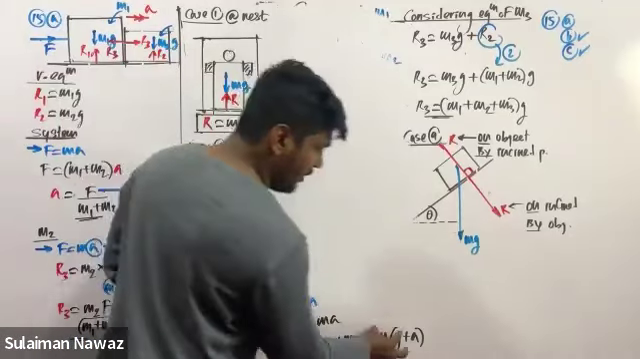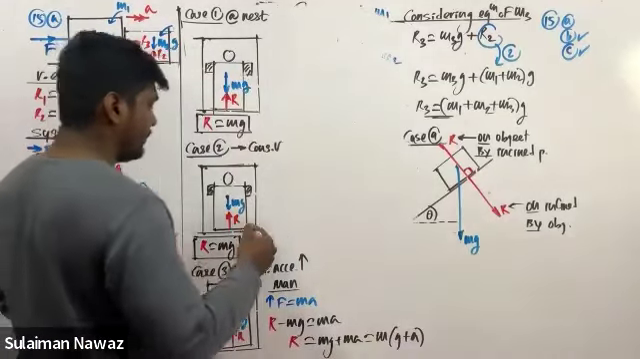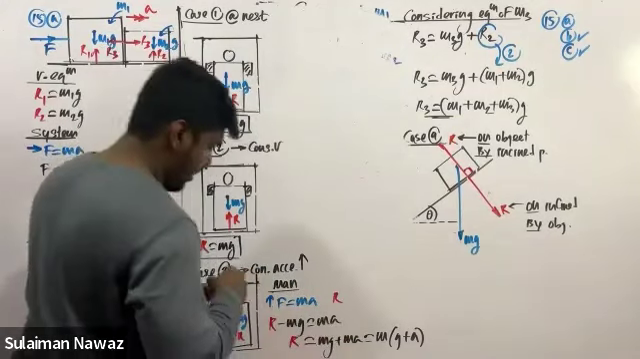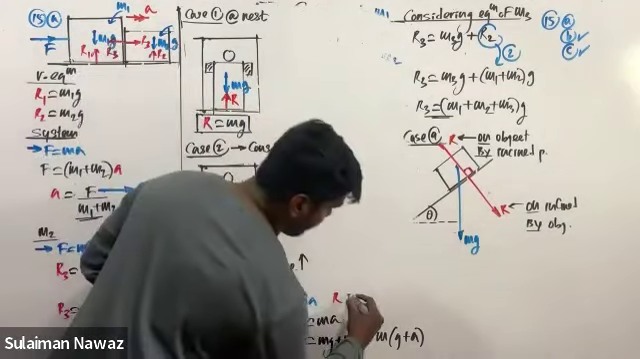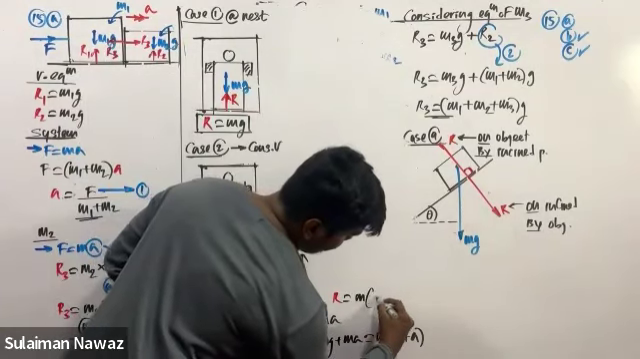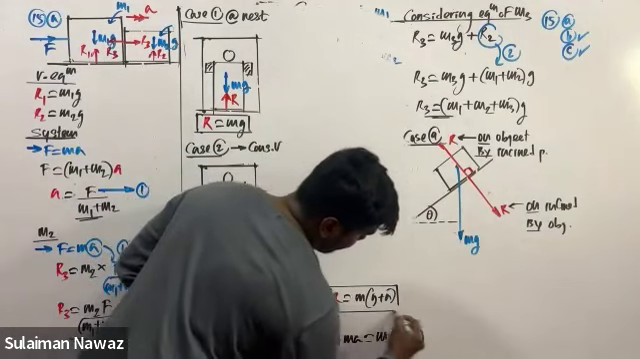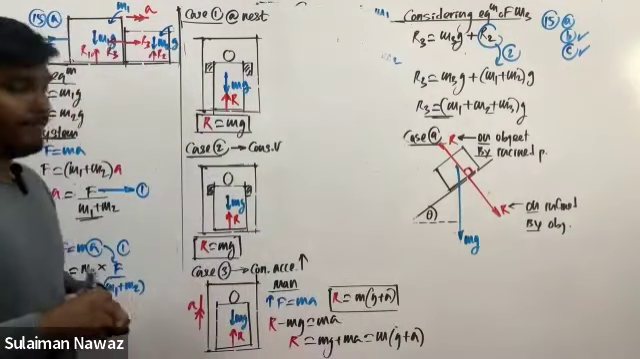So box this one: R equals m times g plus a. Box it. Case number 4.